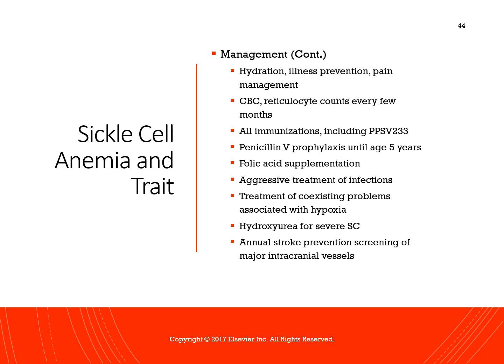Management, we want to definitely teach them about hydration, illness prevention, and pain management. We're going to do CBCs and reticulocyte counts every few months. We're going to make sure that they get all of their immunizations, because if they get an illness, that increases the likelihood that they are going to have a vaso-occlusive crisis. Folic acid supplementation for healthy red blood cells, aggressive treatment of infections, treatment of coexisting problems associated with hypoxia, hydroxyurea for severe sickle cell, and we're going to do annual stroke prevention screenings of major intracranial vessels.